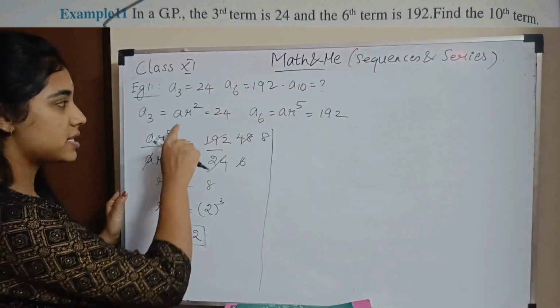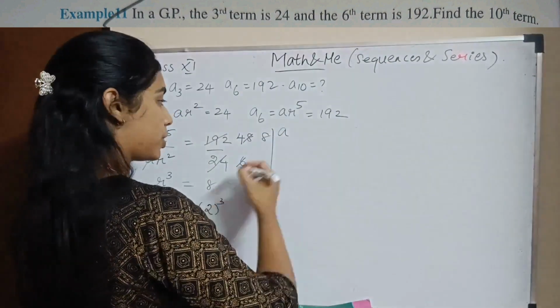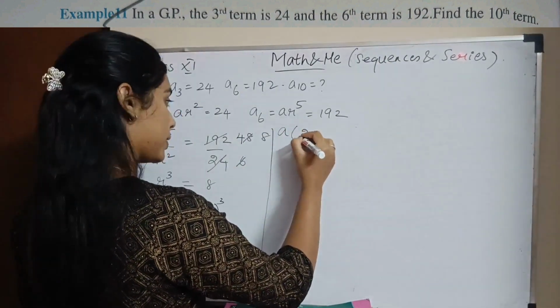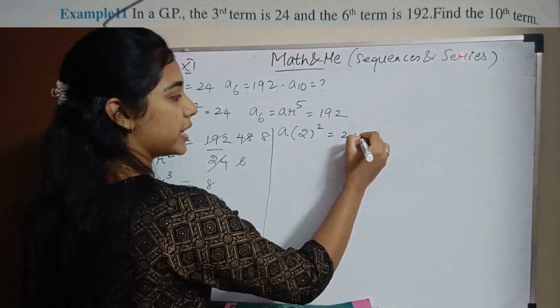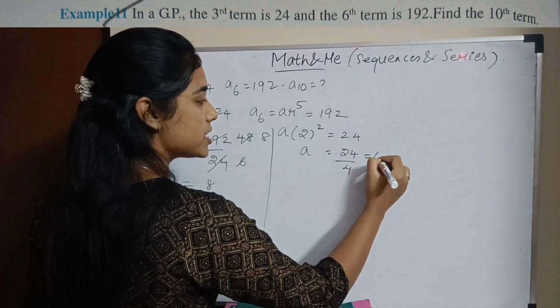I know what my R is, so I can find A by substituting it here. So what do I have? AR square equals 24. A equals 24 by 4, which is 6.